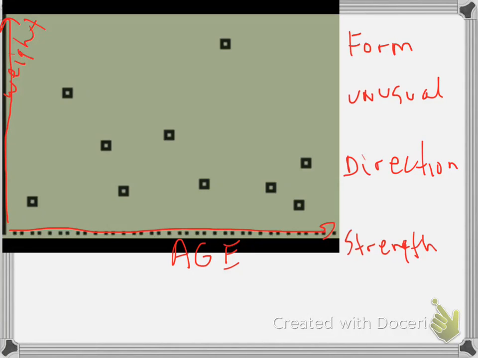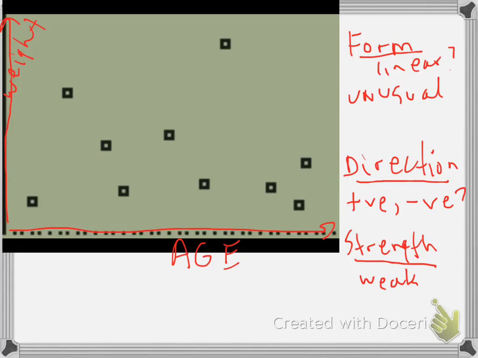So the form, basically, is it linear? Well, I'm not really sure here, partly because if I go down to strength, if I go down to this one, it's not very strong. It's very weak. It's not tight together in a pattern. The direction, well, if I knew the strength, I could get the direction here. Is it positive or negative? Okay.